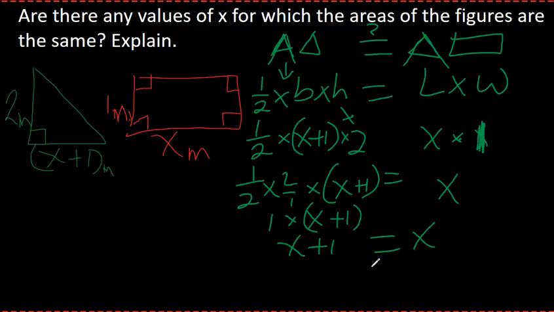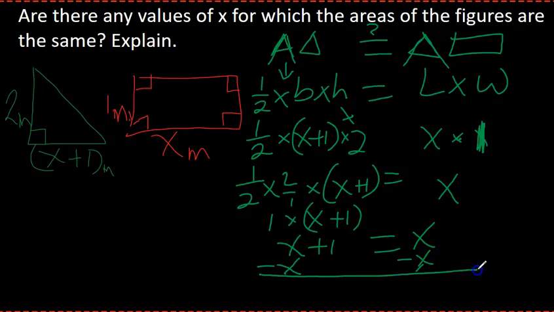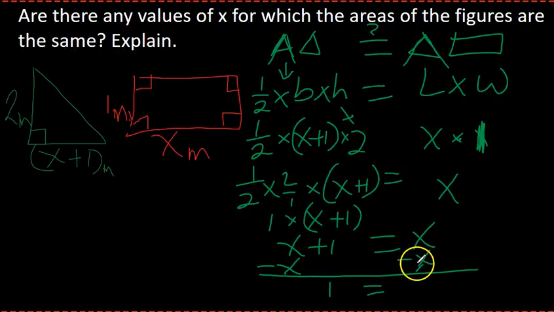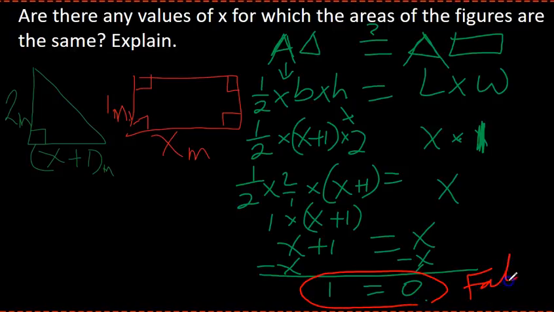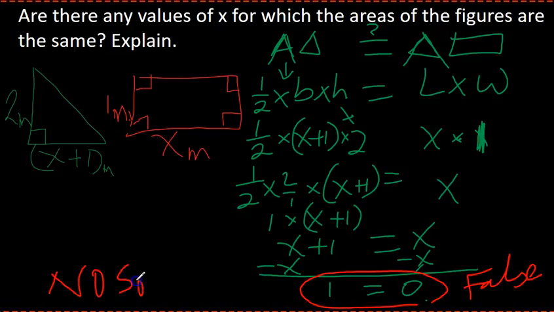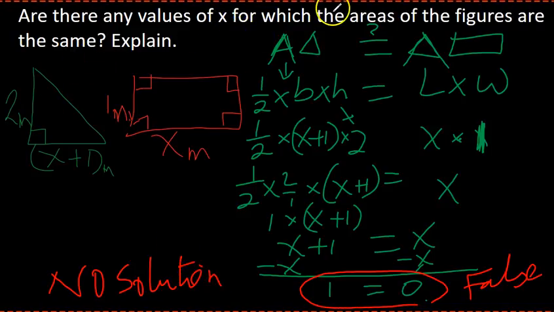That doesn't make sense, but we can go ahead and try to finish solving this. By subtracting x from both sides, we get 1 equals 1x minus 1x, which is 0. So look here: 1 equals 0. Is that a true statement? No, this is false. 1 cannot equal 0. Since the statement is false, we say there is no solution. So there is no value of x for which the area of the triangle would equal the area of the rectangle.